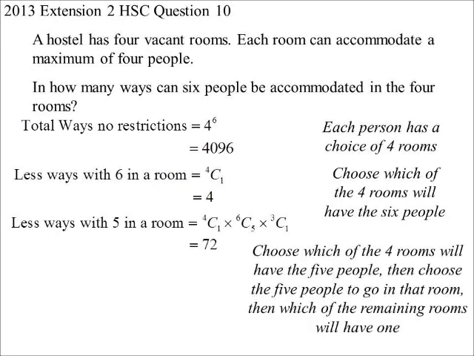But we also don't want 5 in a room. So that would be 4C1, 6C5, 3C1. The logic there. We're going to choose which of the 4 rooms will have 5 people. Okay, we've worked out the room. Now we're going to choose which 5 people are going in that room. So 6C5. That leaves one poor person by themselves. They're going to choose from the 3 remaining rooms, 3C1. 72. That should cover every possibility now. So if I subtract, I get 4,020.